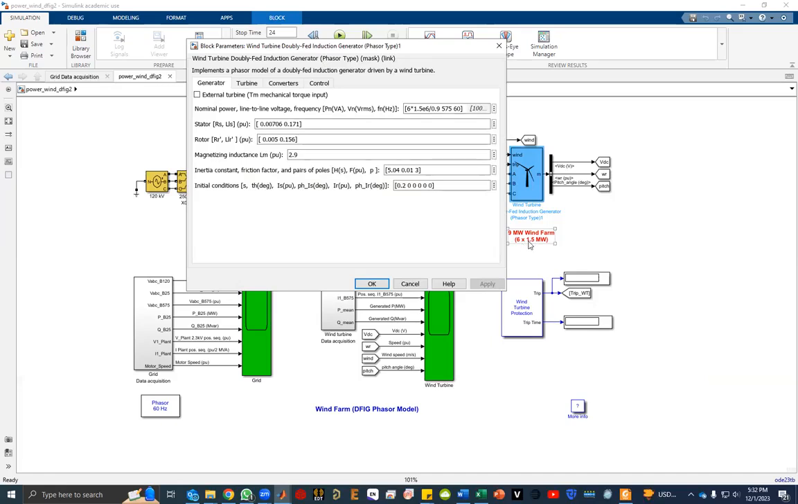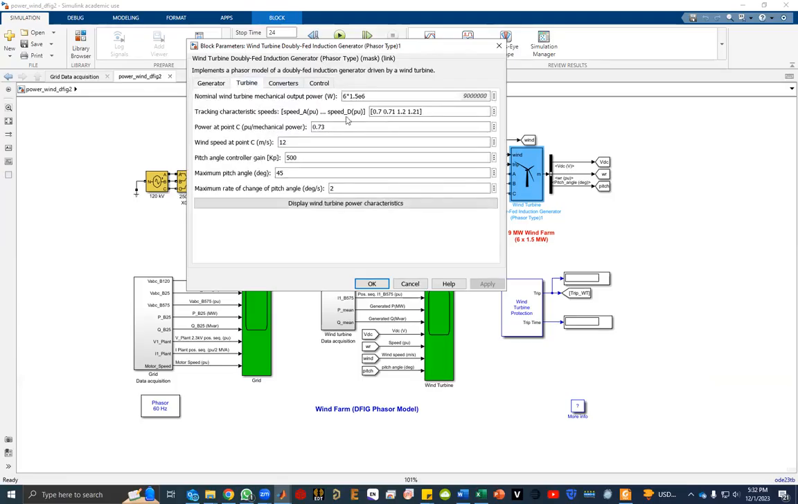So that means 6 times 1.5 megawatt is the total wind turbine plant's power. And there are other parameters, line to line voltage, frequency. These are given here. Stator's values are given here. Now that's the generator part. If I click on the turbine, it will show you this much value.